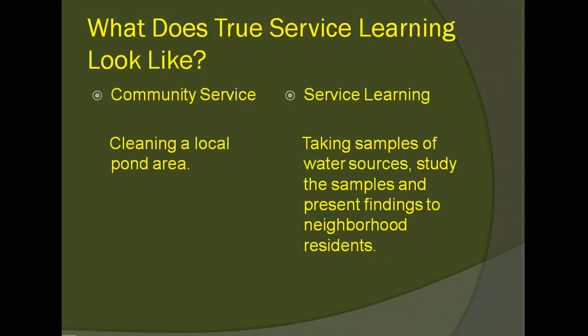How could we take that action and turn it into a service learning project? Well, we could take samples of the water sources. We could take those water samples back to our classroom or our environmental club or our place of study, and then we can present the findings to neighborhood residents or local political groups or people who have a common interest in keeping the park clean or the pond clean, making sure that the levels of pollution are low and or the safety of the water is very high.